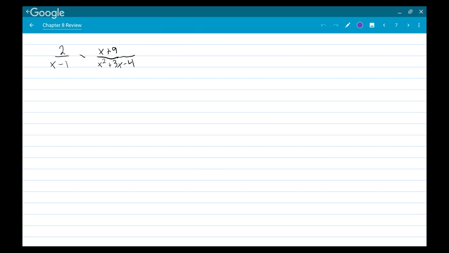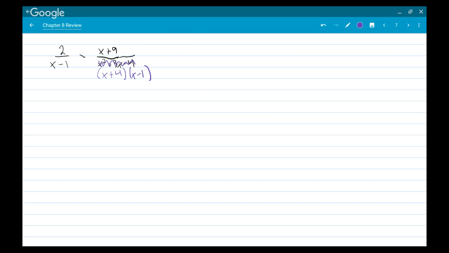Another subtraction problem. So here's the deal. Anytime you've got addition or subtraction, you absolutely need to get a common denominator. Okay, with this one, it becomes a little bit tricky because you got to factor your denominator first. So that factors into x plus 4 and x minus 1.